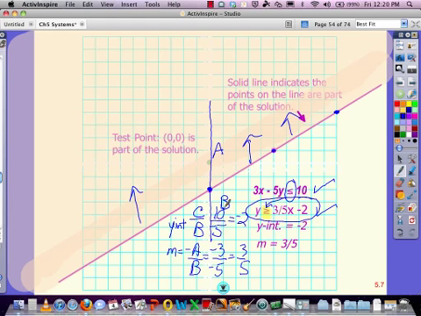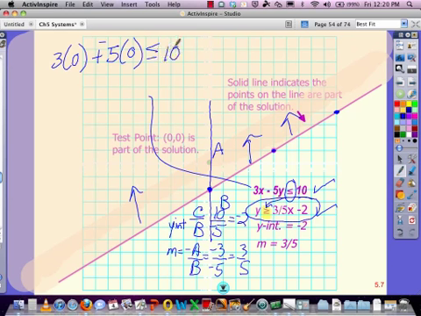Again, you could do that test point of 0, 0, put it back into your original equation. So let's do that up here. I'd have 3 times 0 plus a negative 5 times 0 has to be less than or equal to 10. And if you do the math, 0 plus 0 is less than or equal to 10. Is 0 less than or equal to 10? Definitely true. So 0, 0 should be in the shaded region.